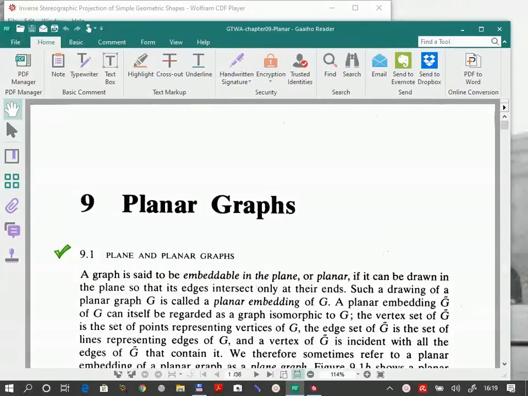You can always do a geometric realization of a graph in three-dimensional space anyway. If you want to consider them geometrically, they are one-dimensional objects, okay? And so planar graphs, and the chapter is focused on the plane and on the two-dimensional sphere, okay? The spherical surface, which in mathematics is called the sphere.